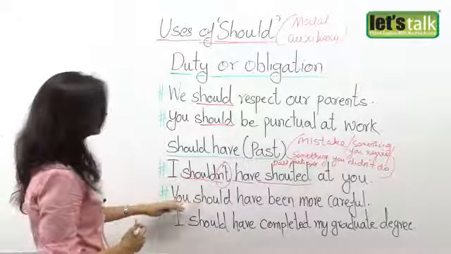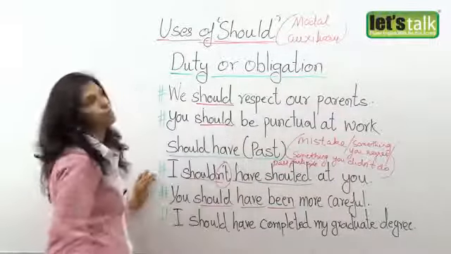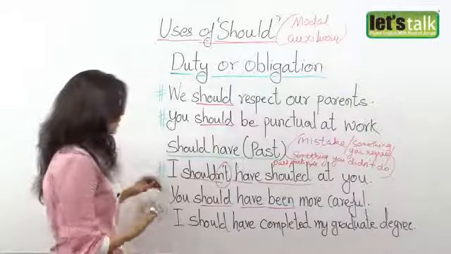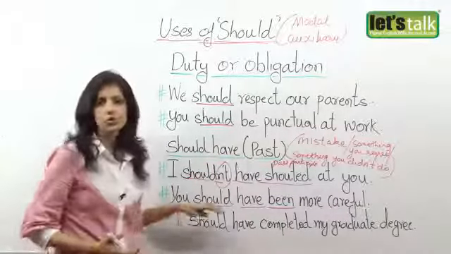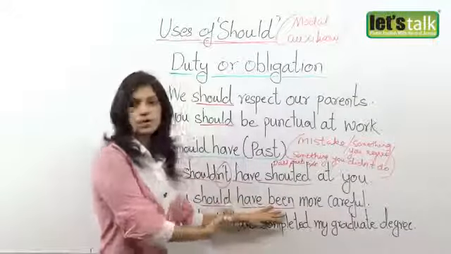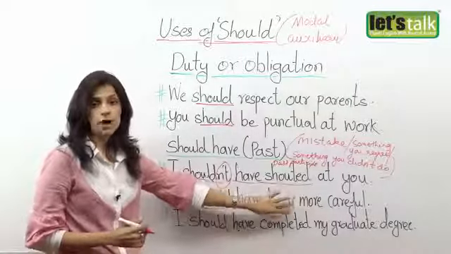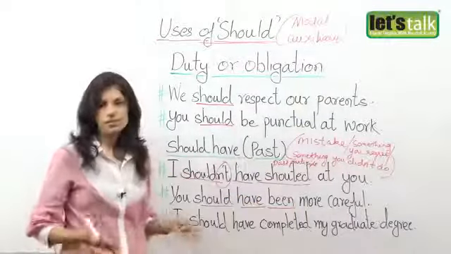Alright. In my next example, you should have been more careful. Now, for example, I lose my mobile phone. So, my mother tells me you were very careless. You should have been more careful. That means I was supposed to be more careful, but I wasn't. So, you should have been more careful. In the past, I was supposed to do this, but I didn't.